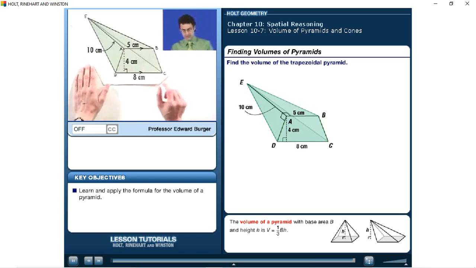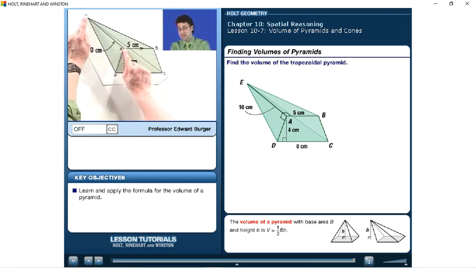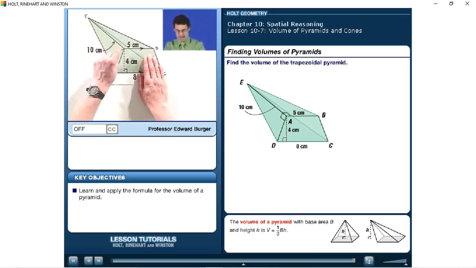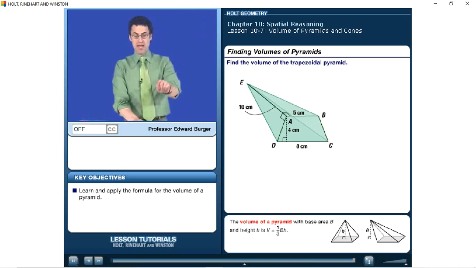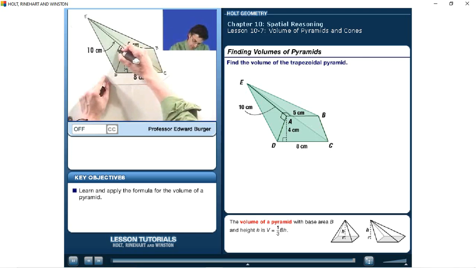But we're told that this segment AE, do you see that segment right there? That's actually perpendicular to the floor. So it's perpendicular to ABCD, the plane that contains all those points, which I'm thinking of as the floor. So basically, AE is sticking straight up like this. Straight up. So really, this is a right angle, and this is a right angle.